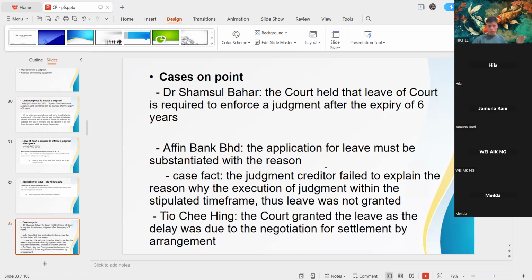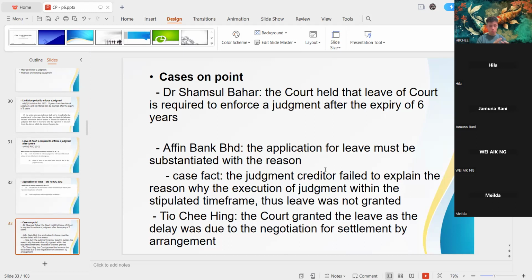If you're looking further at this case, Teo Chi Hing, the court granted the leave, because usually, when you have the judgment already, the winning side's lawyer will issue you a letter telling you it's a final judgment already, attaching the final judgment, and asking you within how many days you have to make a payment. Otherwise, they will take one step further.